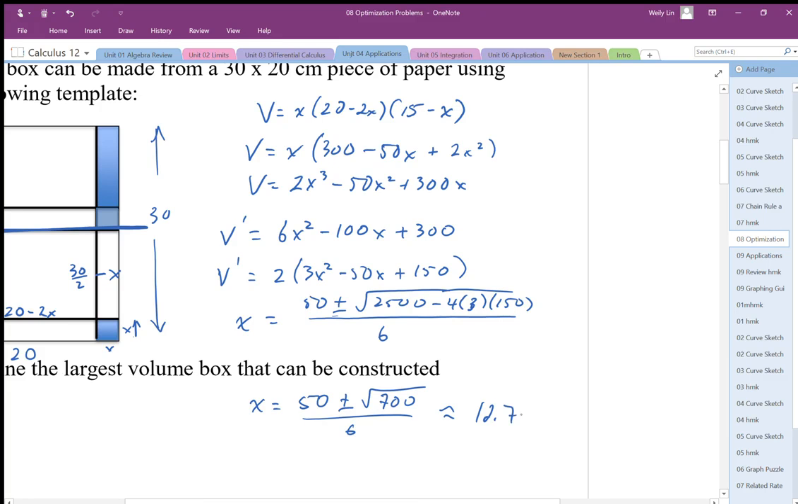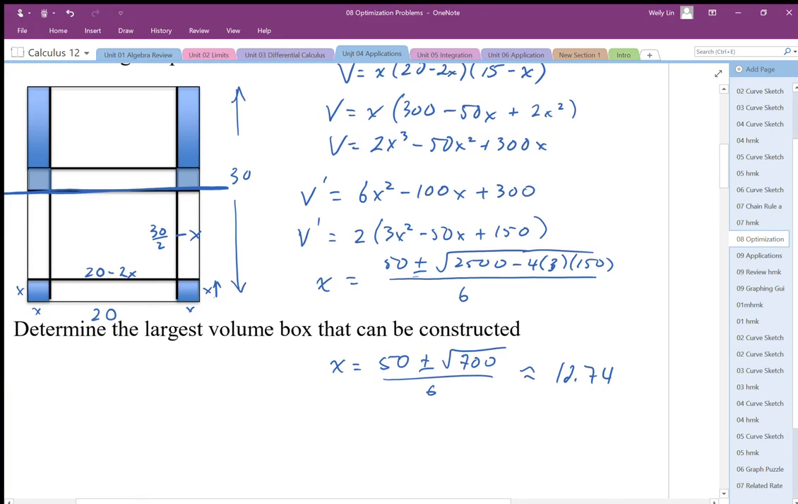That looks not reasonable because if I cut off that much, I'm not going to have any edge here. So that's extraneous for this problem anyways. So the other solution, I'm going to subtract. Okay, so I'm going to end up with 3.92 centimeters. That looks like the right answer. So that's the x I'm going to cut.